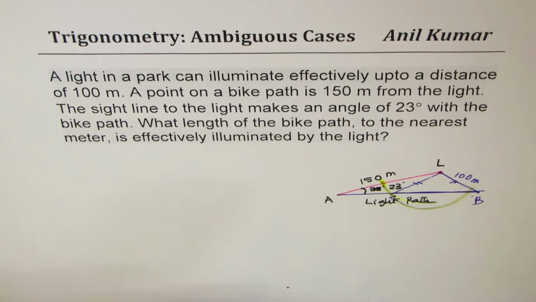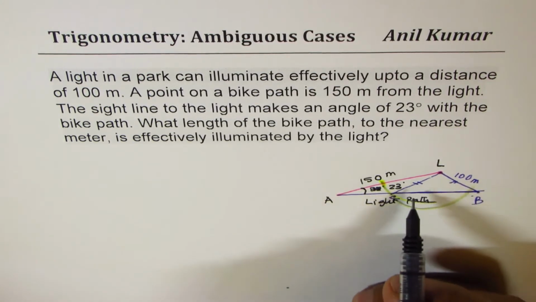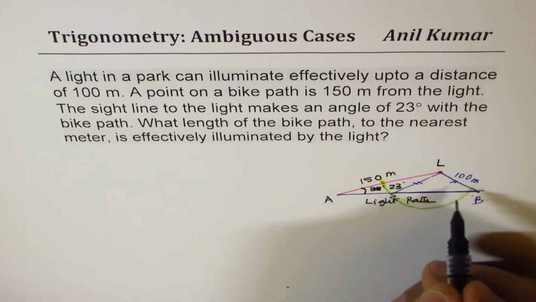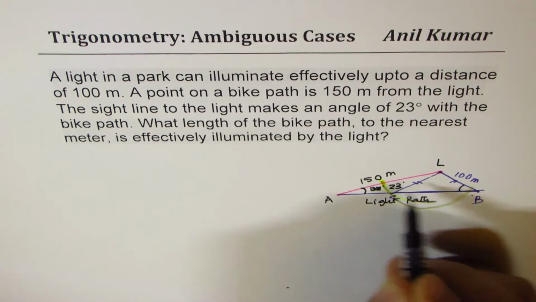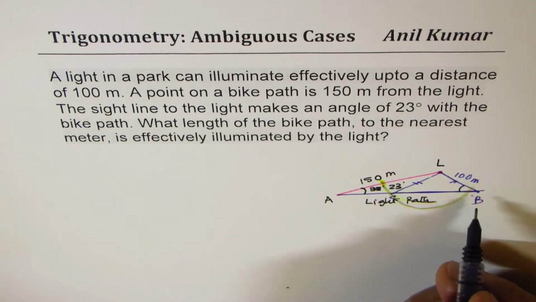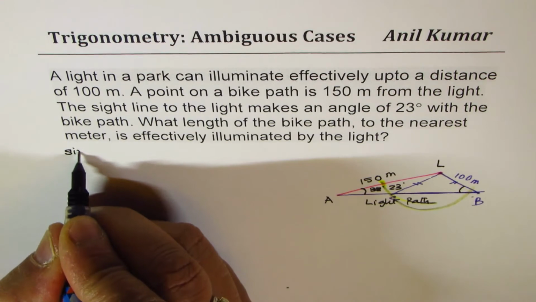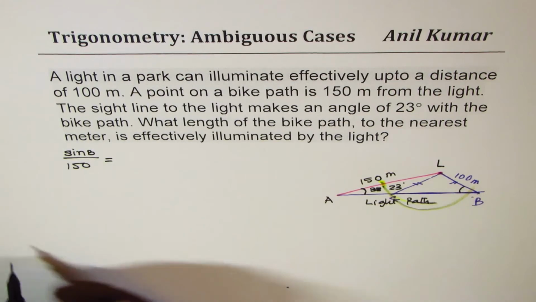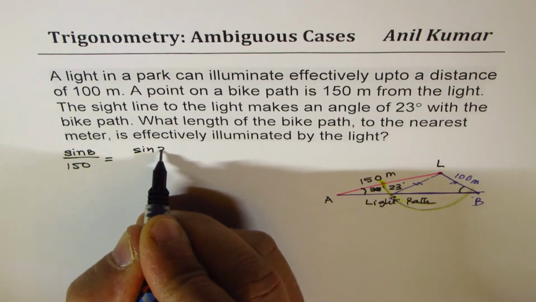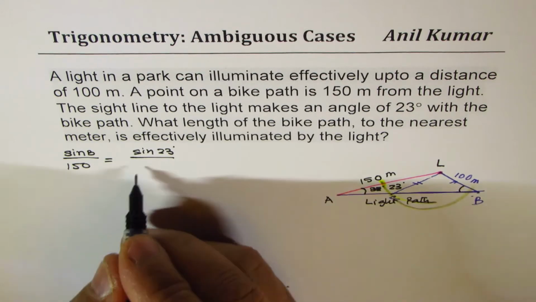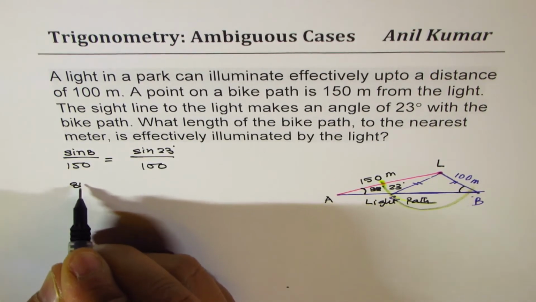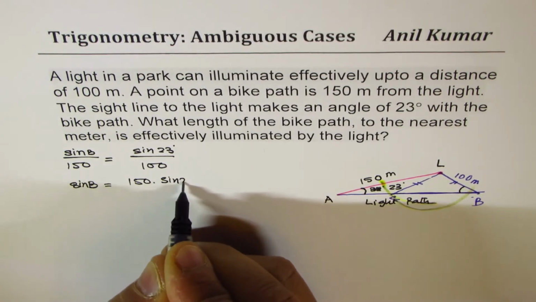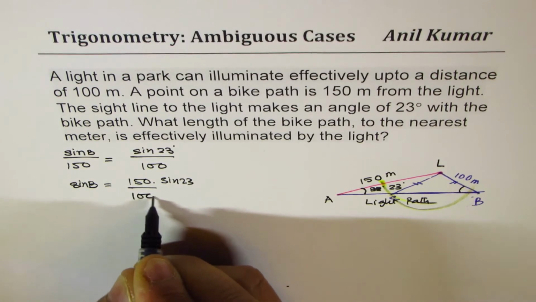So let's solve it. Since we know this angle is 32 and that side is 100, we can find angle B using sine law, right? So that's what we will do. We say sine of B over the opposite side of 150 is equal to sine of 23 degrees over 100, or sine B is equal to 150 times sine 23 over 100, correct?